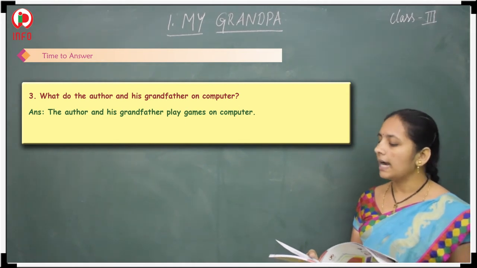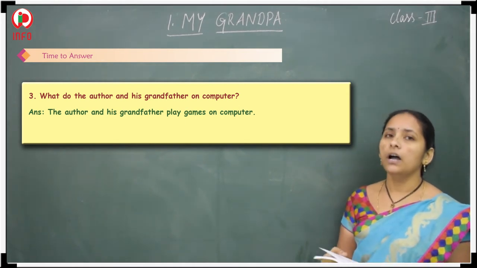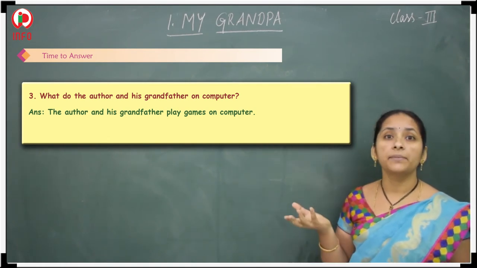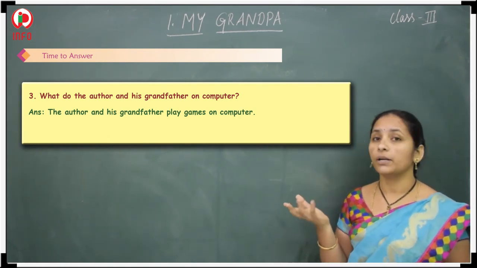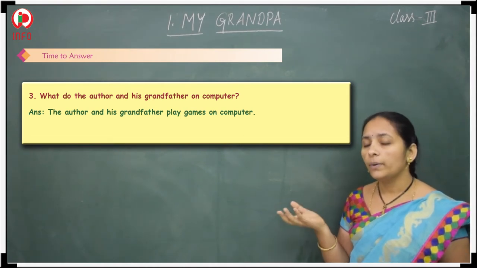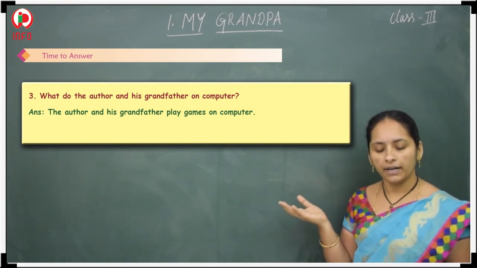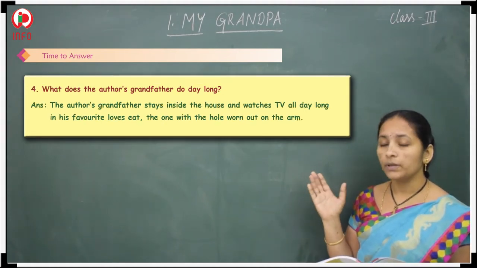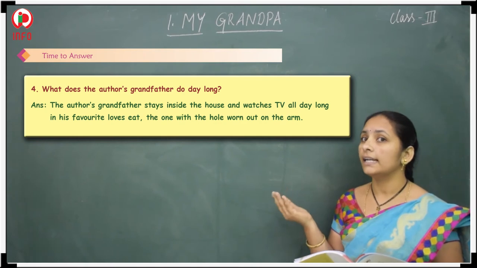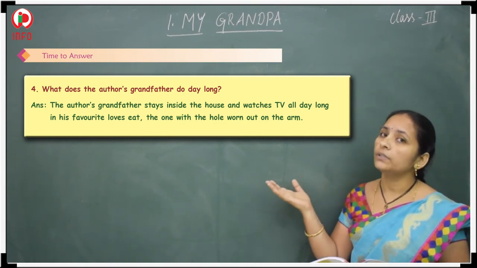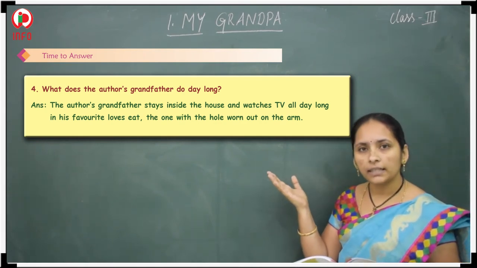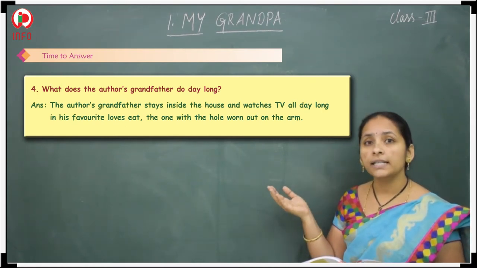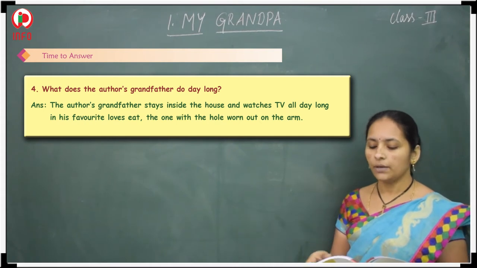And see the third question, children. What do the author and his grandfather do on the computer? They played games, different kinds of games. What does the author's grandfather do all day long? When he was ill, he didn't go out, so he spent the total time at home. What did he do at home? Yes, watching TV.